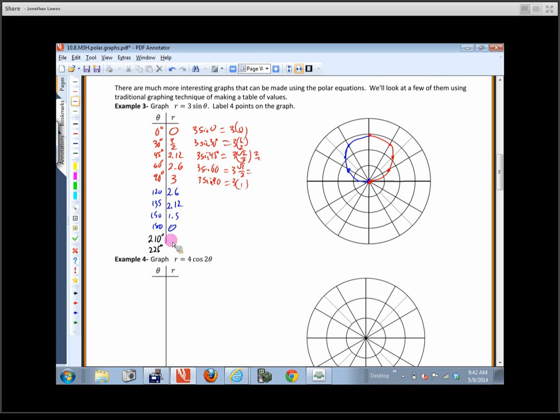What do you get? Negative 1.5. What do you get here? Negative 2.12. Okay, now stop and think about what this means.